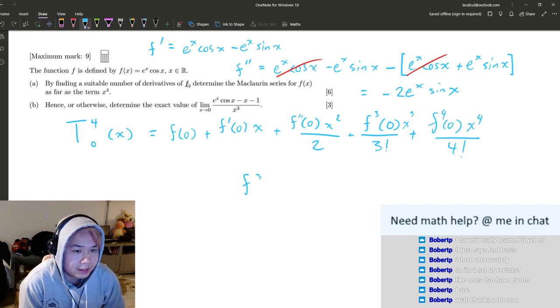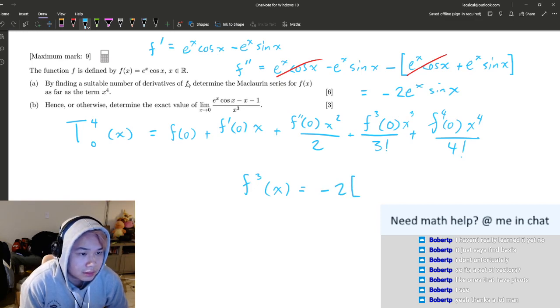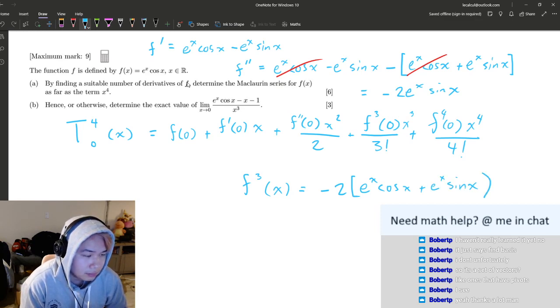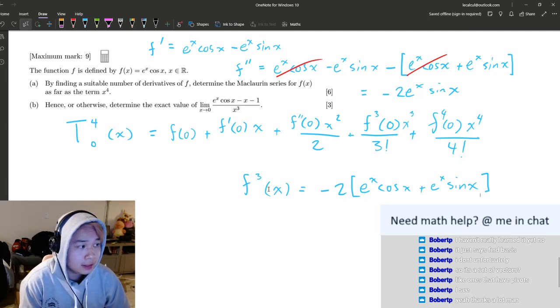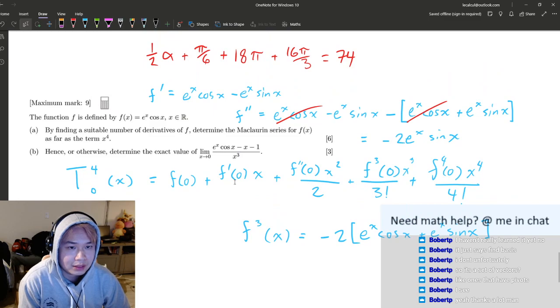And then I need to find the third derivative. So that is -2 times the derivative of e to the x sine x, which I just found out earlier. Okay. And then I don't need to calculate the fourth derivative because a calculator can evaluate one derivative at a time. So if I know what the third derivative's function is, the calculator can do the rest. Okay, so let's see.